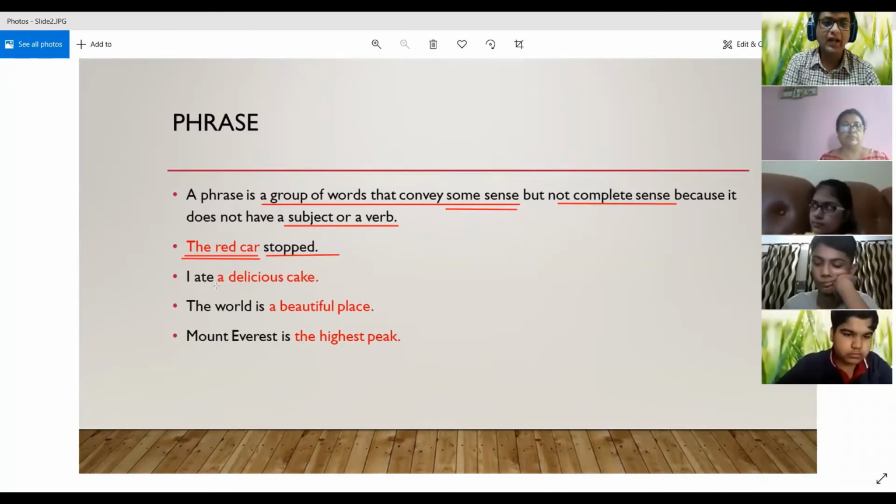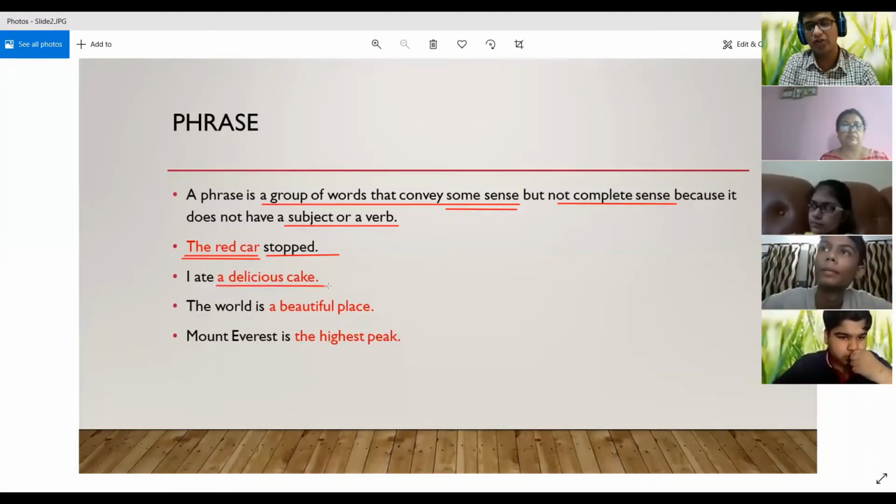For example, I ate a delicious cake. So now a delicious cake, again, it is a phrase. But if you see, a delicious cake is not giving us complete sense of what happened to the delicious cake, what are we talking about? We don't know completely, right?